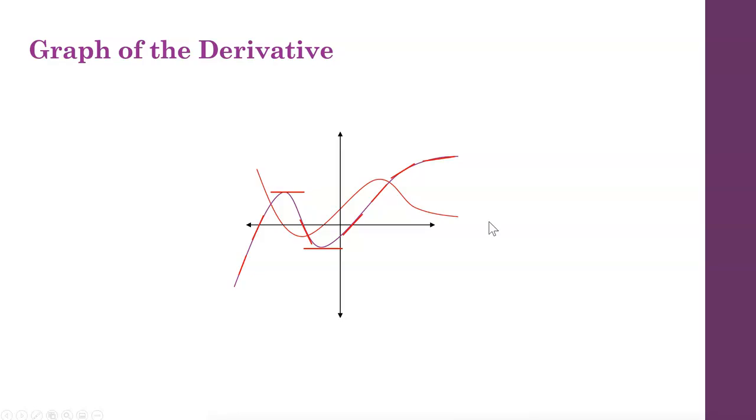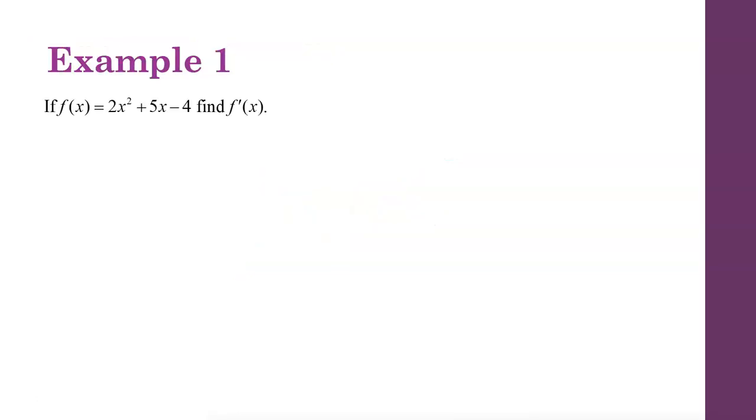So this gives us an idea of how the graph of a derivative represents the slope of a function at various points and how those two graphs relate to each other. All right, so let's look at an example numerically as a function, and then maybe take a look at a graph of this.